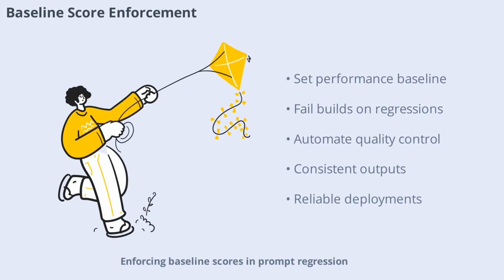Enforcing baseline scores in prompt regression testing is key to maintaining quality. If a new prompt version underperforms, the CI/CD pipeline fails the build, preventing regressions from reaching production. This automated safeguard keeps your LLM outputs consistent and reliable.